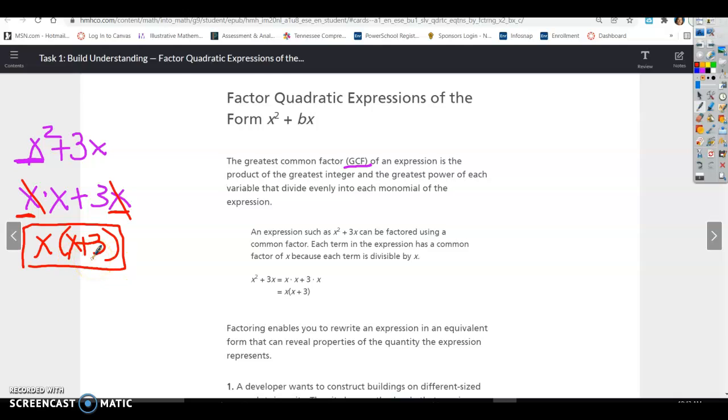And we know that these two expressions are equivalent because if I do the distributive property, x times x is x squared. x times 3 is 3x. So this is just rewriting an expression in a different form, okay? So again, you can check that by quickly distributing and seeing that x squared plus 3x is the same thing, just written in a different way. All right.